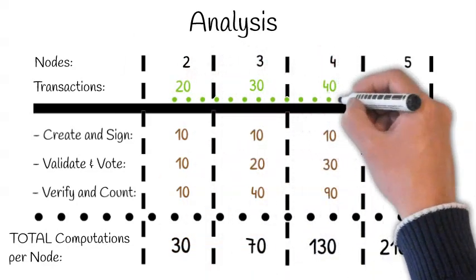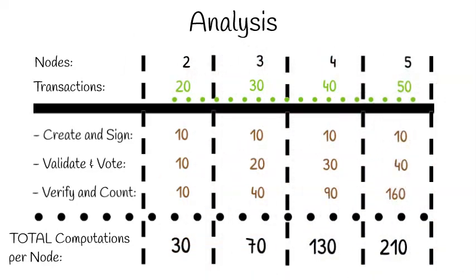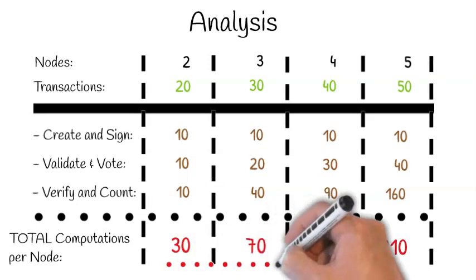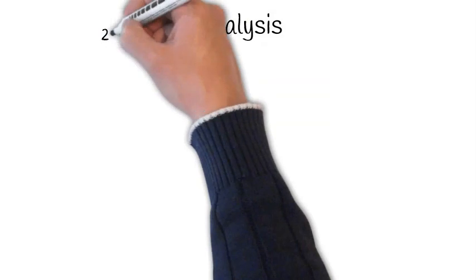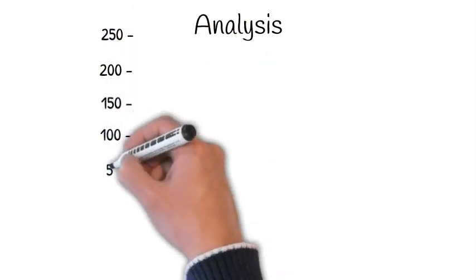So what we see is that as the transactions increase linearly, i.e. at the same amount for each increase in node, the total computations are expanding exponentially at an accelerating pace. So let's graph this to demonstrate it visually.